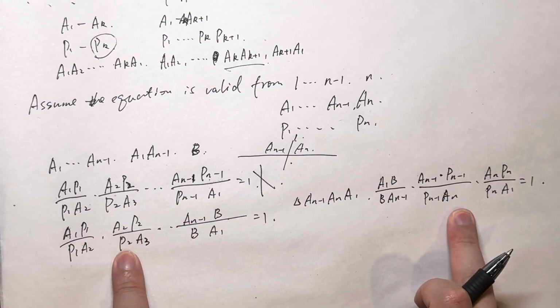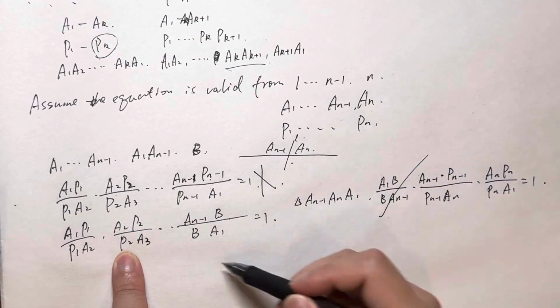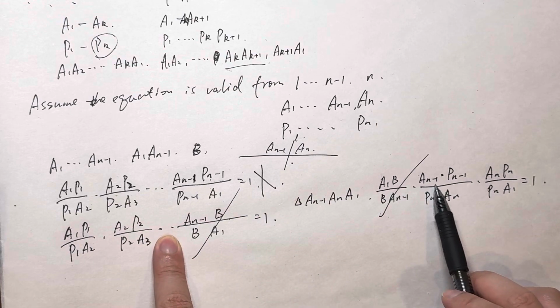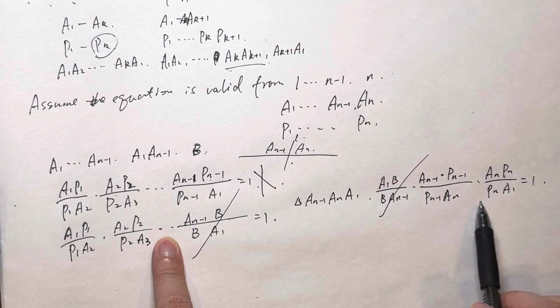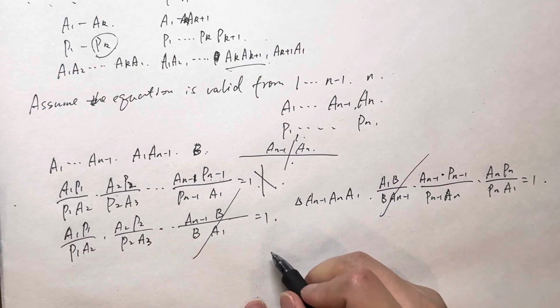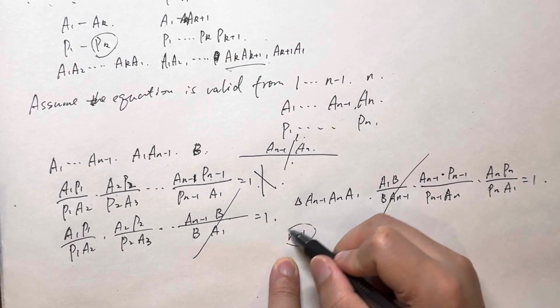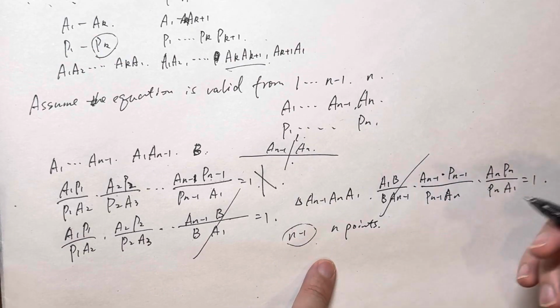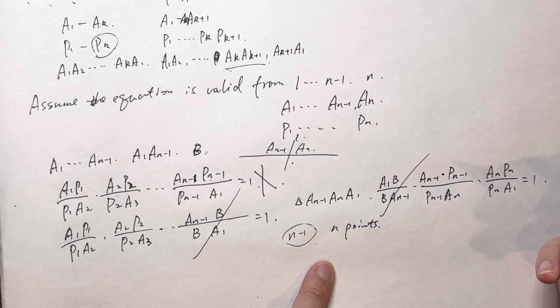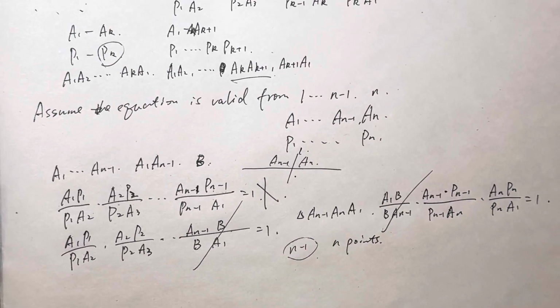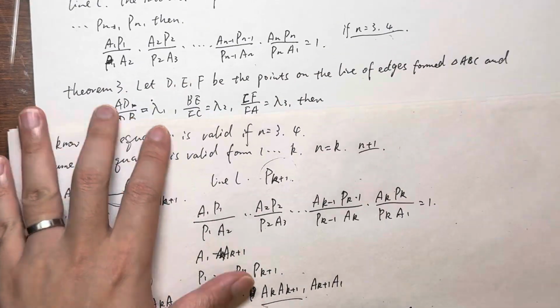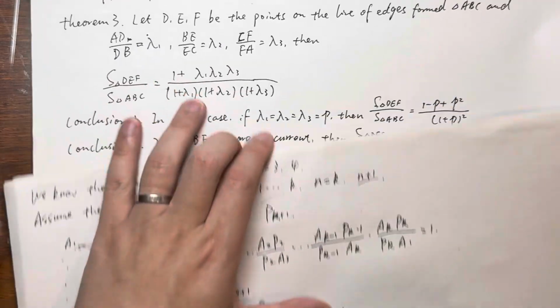Now we multiply these two together, and we know that this cancels. Then we have An minus 1 to Pn minus 1, and this just proves that if n minus 1 points is valid, then for n points the equation is valid, right? And now you know that we can push n to all the integers, right? Okay.